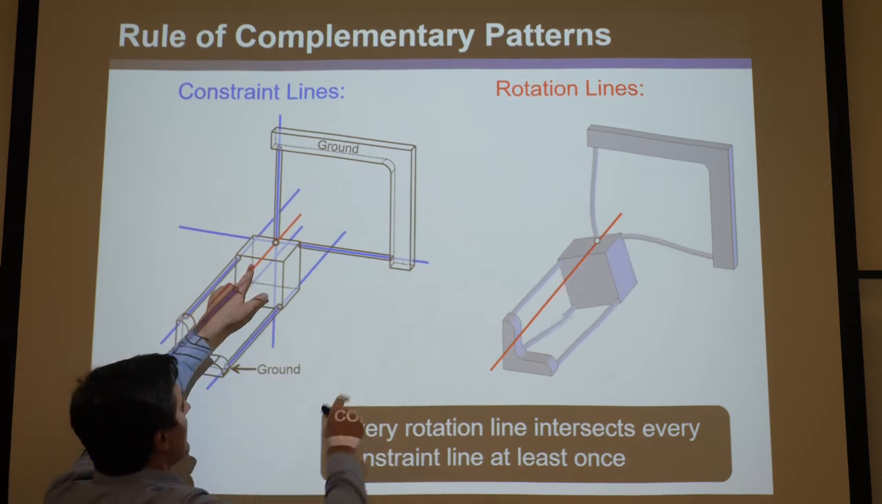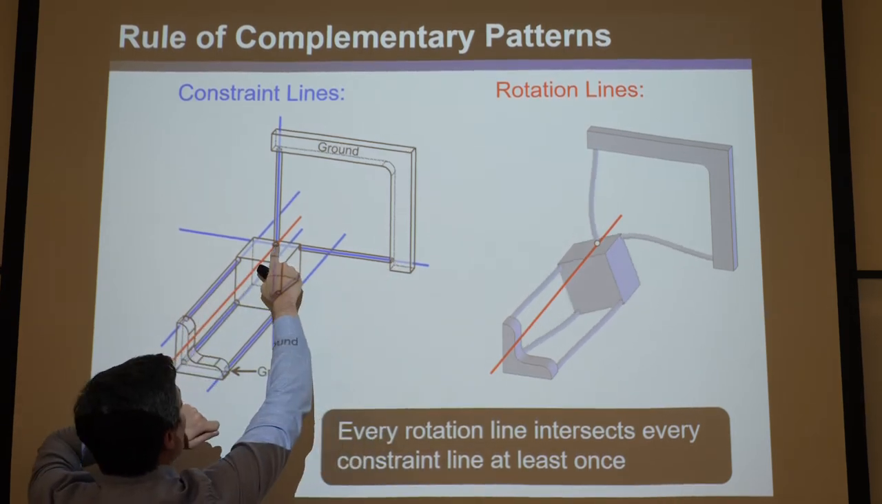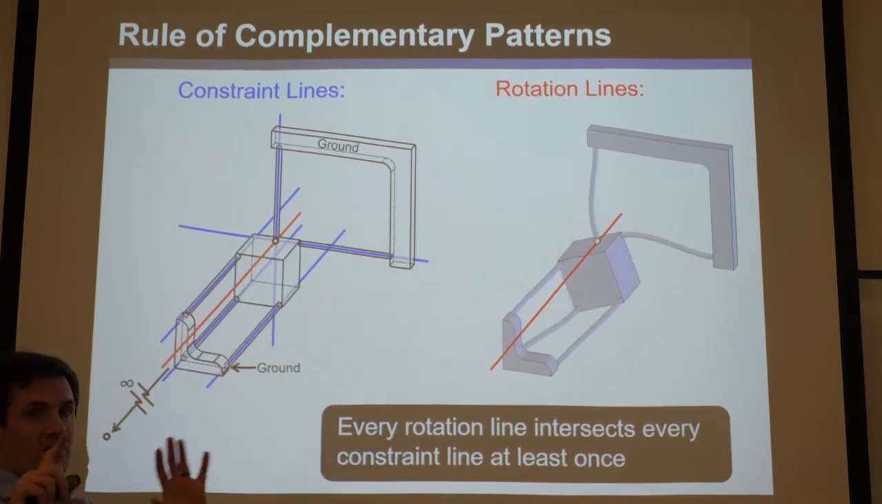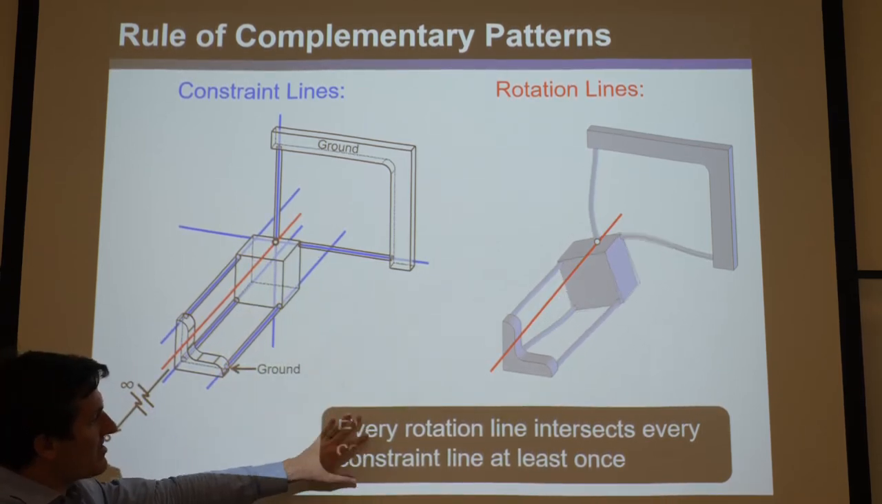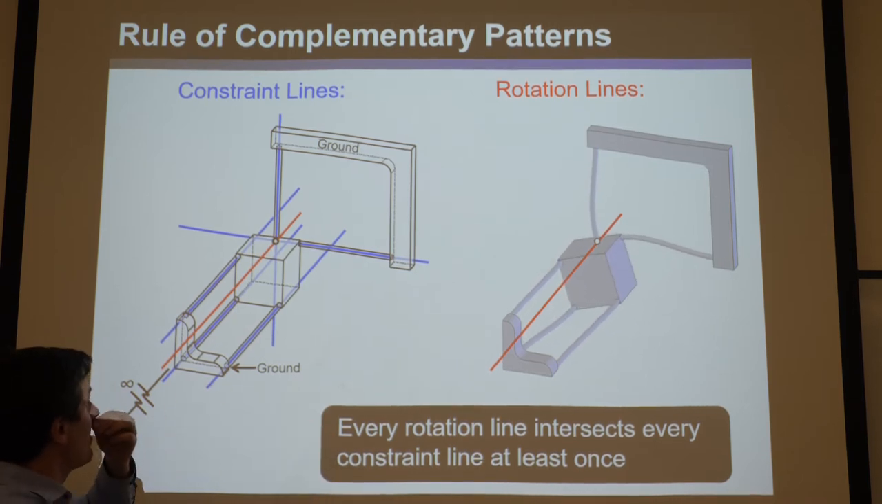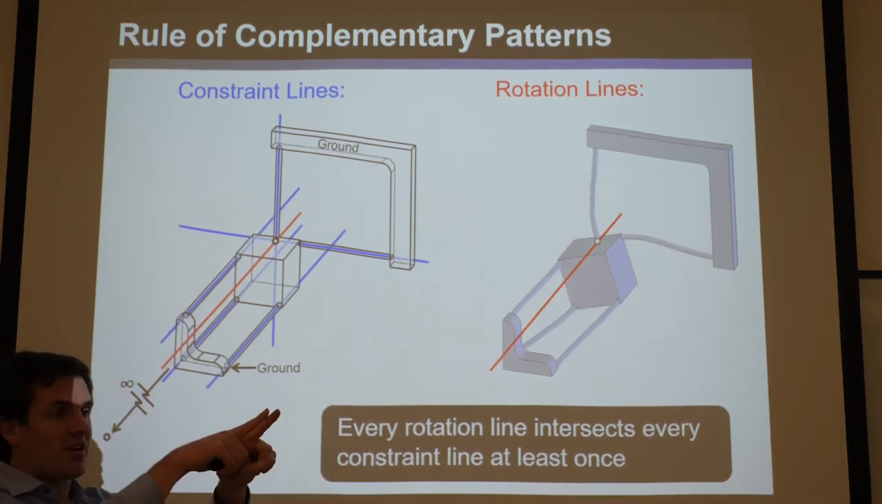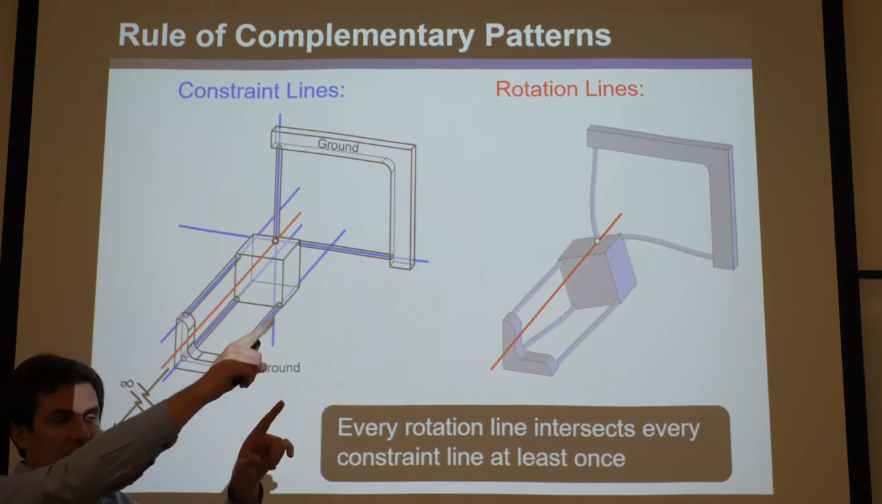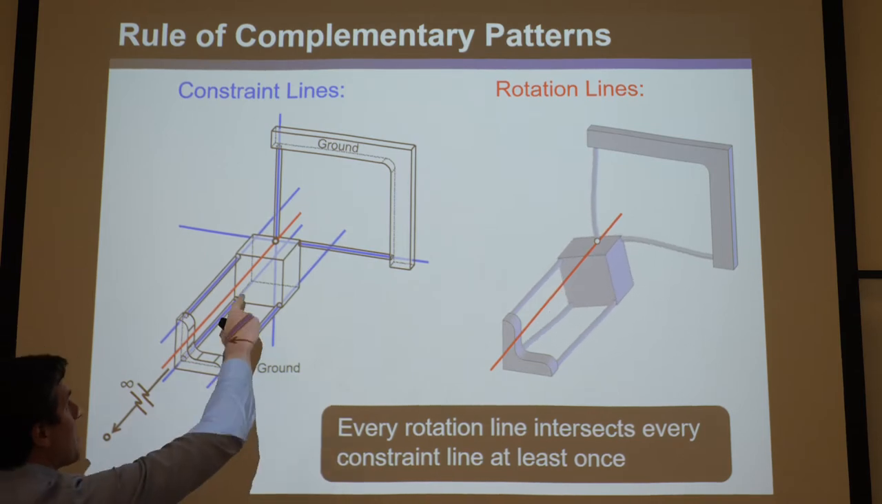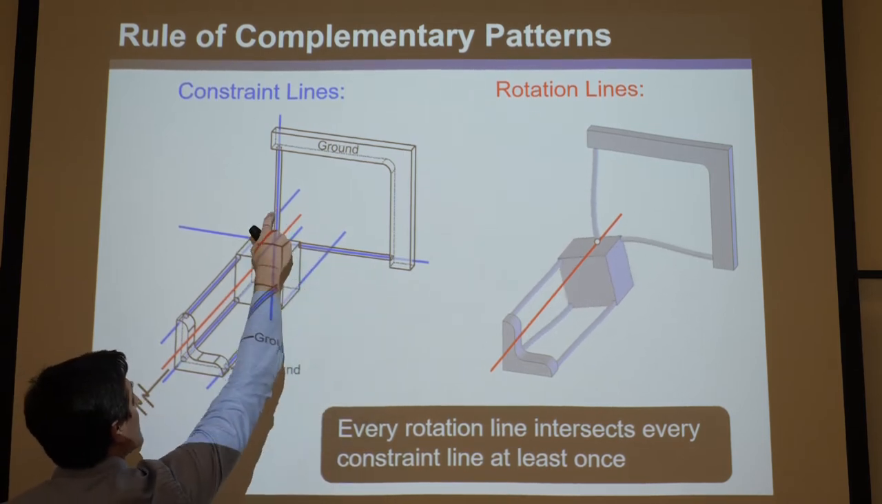Sure enough, this red line intersects this blue line there. It intersects this blue line there. So it satisfies the condition. By the way, they don't need to be the same point. It doesn't say that. It just says the rotation line intersects every constraint line at least once. If it's on top of a constraint line, it would intersect it at infinite places, so that would work too, because that's the at least once part. So this red line intersects this guy there, this guy there.